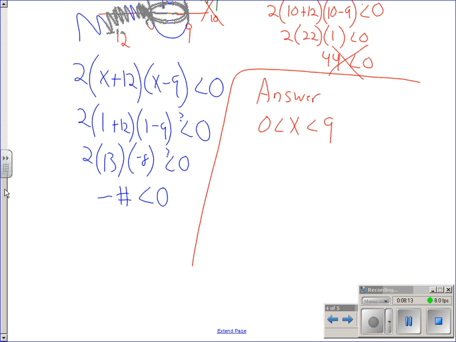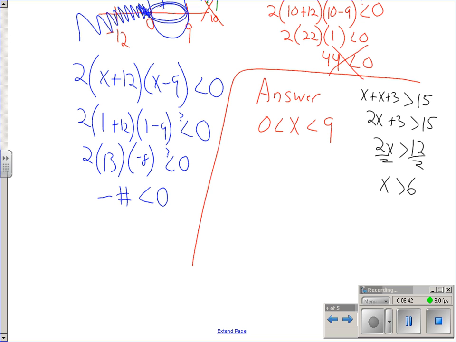This goes back to our triangle inequality theorem. The shortest side plus the other shorter side has to add up to be greater than the longest side for this to even be a triangle. So x plus x plus 3, which is 2x plus 3, is greater than 15. I need to know what x values make this thing a triangle. Subtract 3 from both sides, you get 2x greater than 12. Divide by 2, x is greater than 6. To even form a triangle, x must be greater than 6.